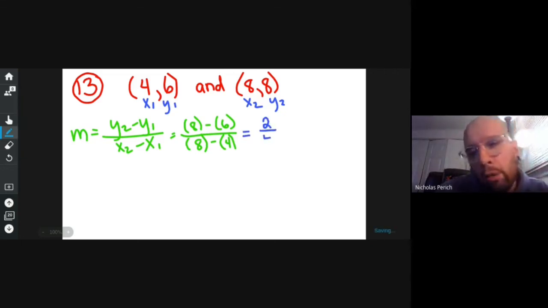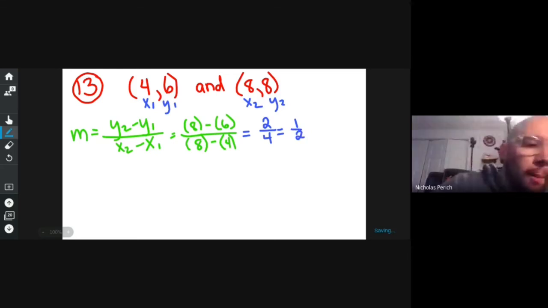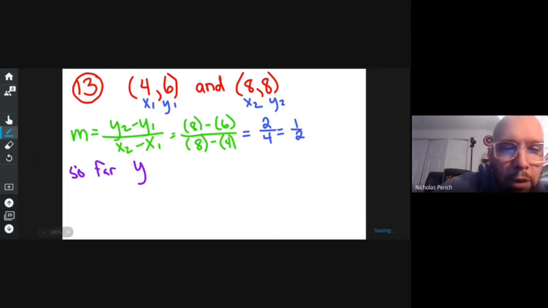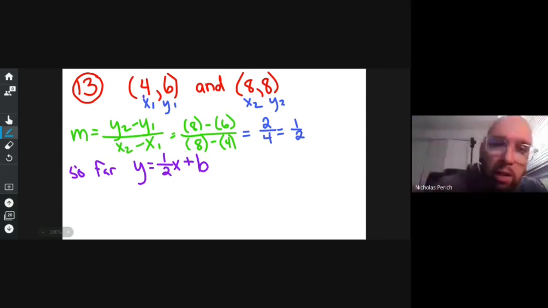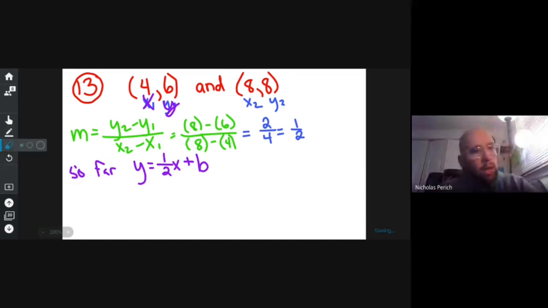So 8 minus 2 is 2. 8 minus 6 is 2. 8 minus 4 is 4. 2 over 4 is 1 over 2. So far, I have y equals mx plus b, but instead of m, I now know that m is a half x plus b. Is this a gasp? Gasp! I have my y-intercept. No. So I take one of my points, and I'll take you, and I'll relabel it x and y.